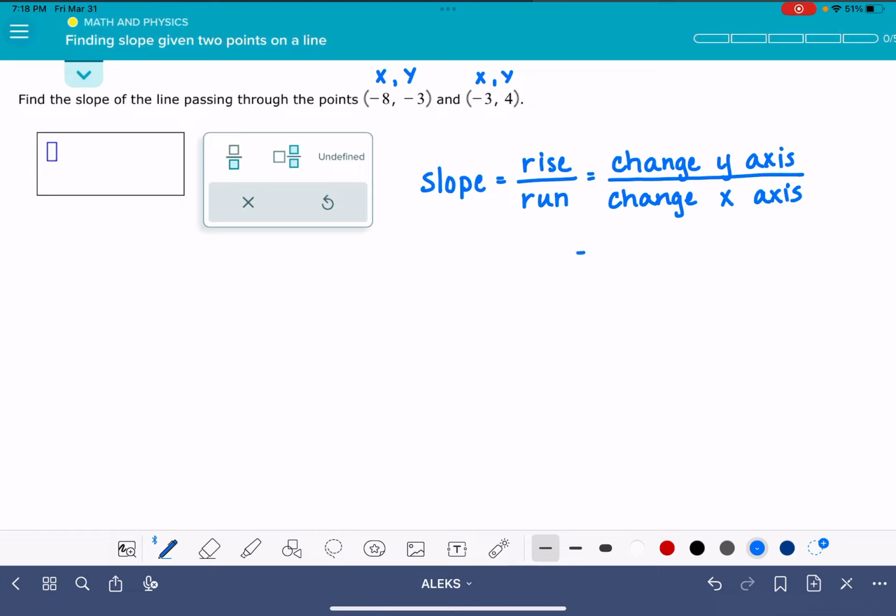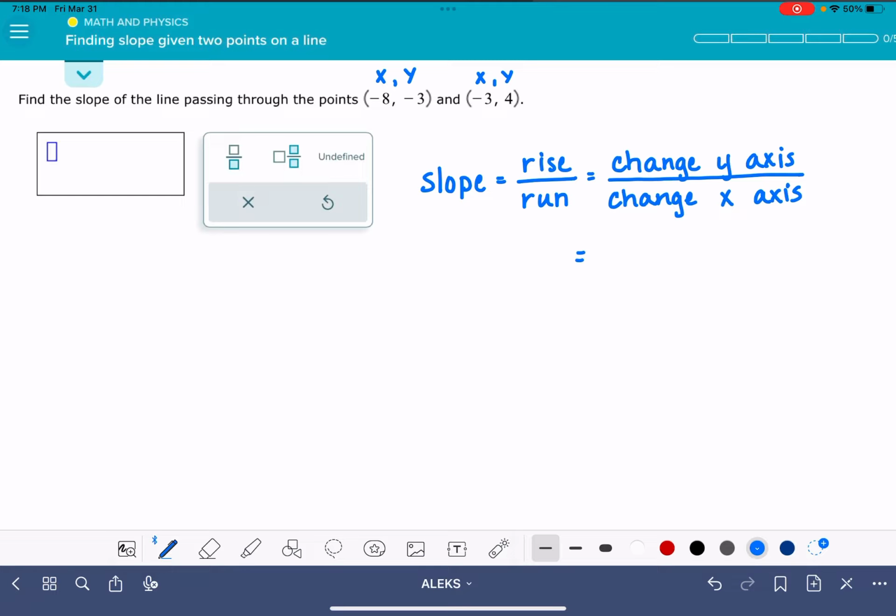So to calculate the slope of a line from points on the line, what we're going to do is calculate the change between the 2 points along the y-axis, and we're also going to calculate the change between the 2 points along the x-axis. So we're going to do that by just taking the difference or subtracting these two y coordinates and also the 2 x coordinates.